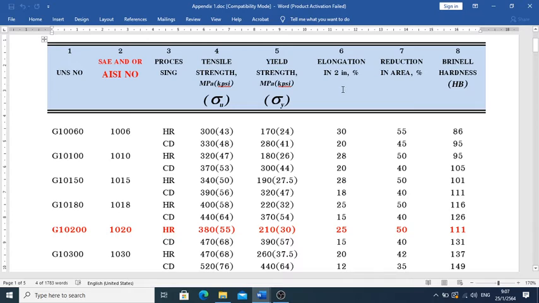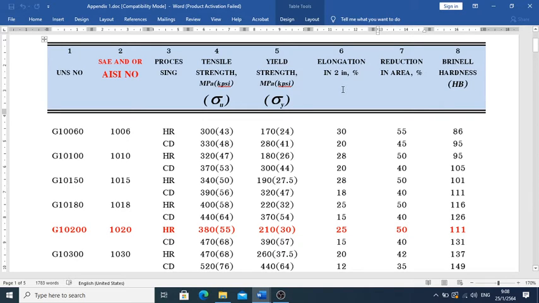We're going to have the line there, and the G term there. I would like you guys to highlight what we've got here, which is going to be the lead line there, 1020 HR. We have the strength sigma U of 380 and sigma Y of 210, elongation of 25, 50 and 11. In Thailand, I checked things over already.